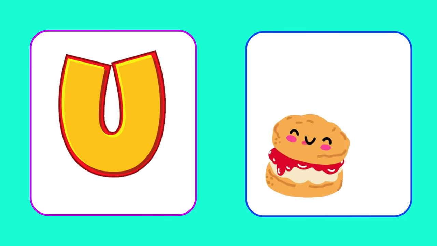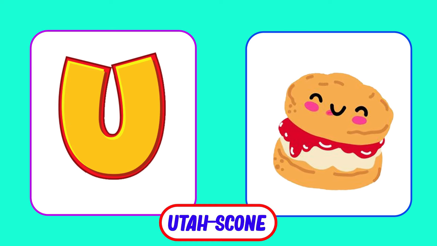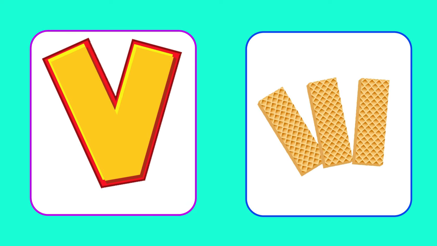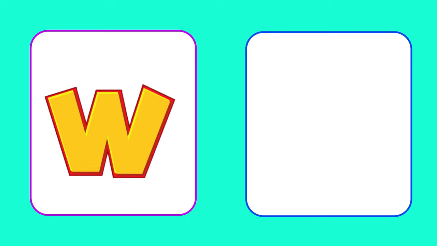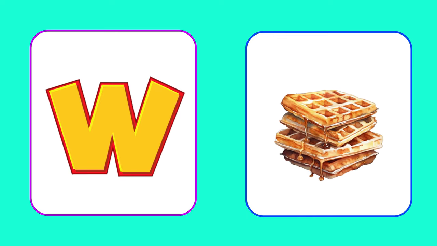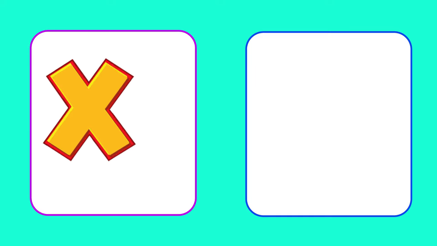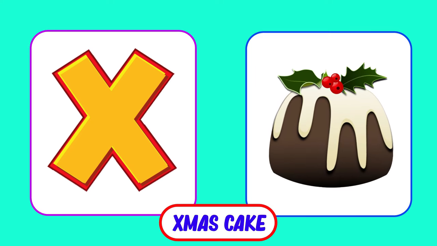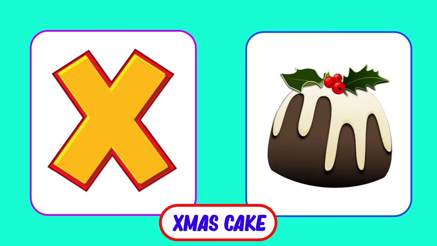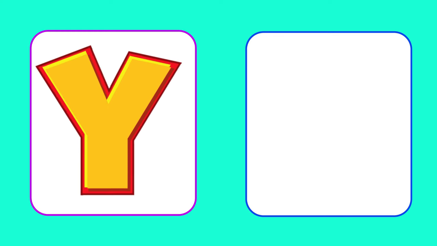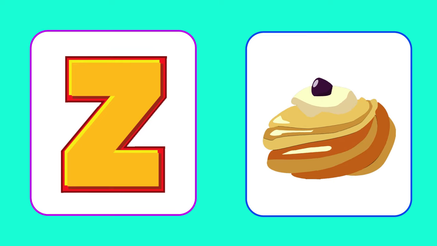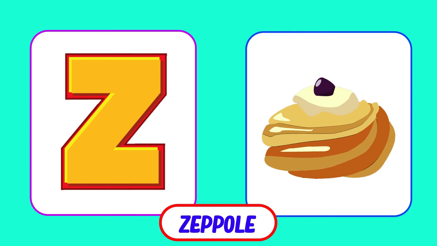U is for Utah scone. V is for vanilla wafer. W is for waffles. X is for Xmas cake. Y is for Yorkshire pudding. Z is for zeppole.